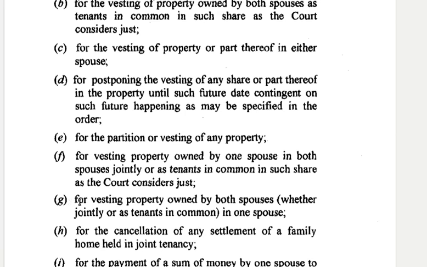Right? G. For vesting property owned by both spouses, whether jointly or as tenants in common, in one spouse. So for vesting property owned by both spouses in one spouse.